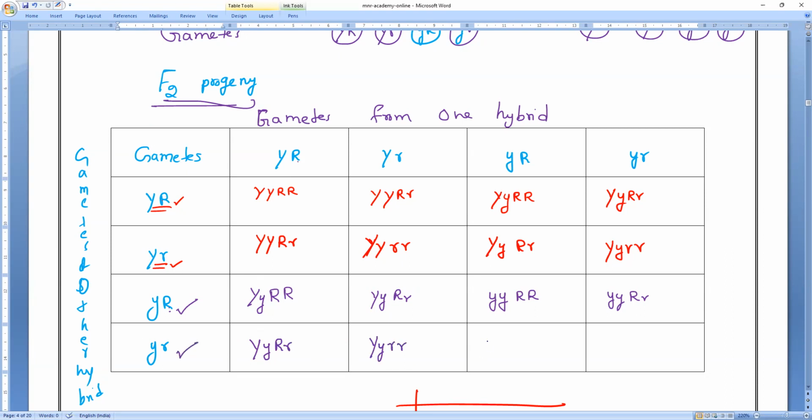Next, small y, capital R, small r. Last one, small y, small r, small r. Any problem for anybody? You just have to swap it over. So first select this gamete, go with all these 4. Second gamete, all these 4. Third gamete, all these 4. Fourth gamete, all these 4.